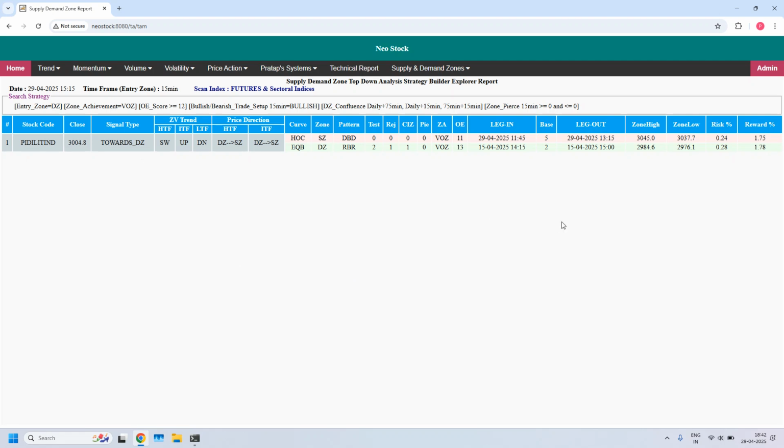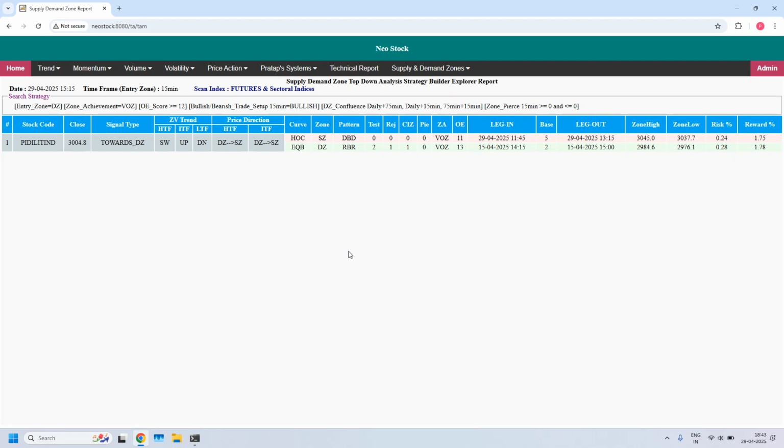we got one stock. So in this stock, this 15 minutes demand zone overlapped with 75, both together overlapped with daily. But daily trend is sideways, we are not checking EMA confluence, it won't give any extra advantage. But because of the zone confluence, it is already tested 2 times. Okay. Next we will look into, this is bullish trade setup for daily income trade.